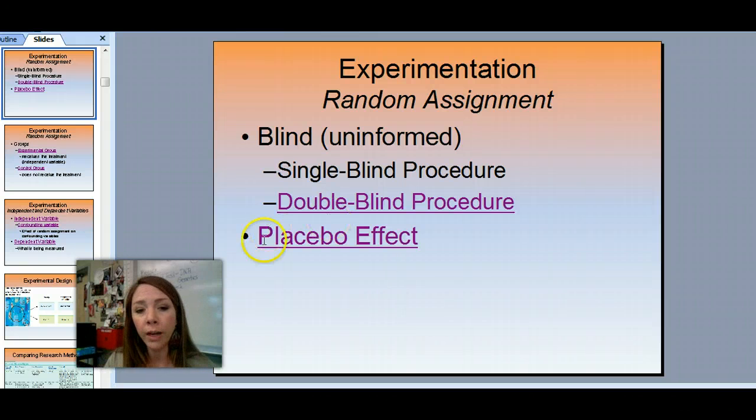The placebo effect, always tested on. Remember, placebo means that I think I'm getting something that I'm not. I think I'm taking a drug for depression, but I'm actually taking a sugar pill. The placebo effect is looking to get rid of all those biases.